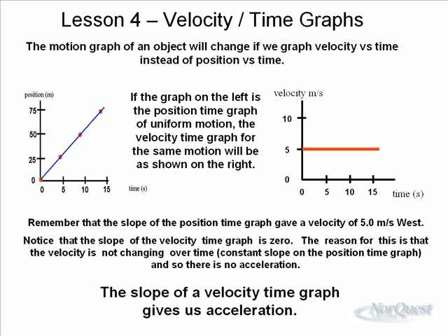In this particular case, the slope of the velocity time graph is 0, and that makes sense because the acceleration of this object is 0. It's not accelerating. It's moving at a constant velocity of 5.0. It doesn't speed up, it doesn't slow down. If it were to speed up or slow down, the shape of the velocity time graph would look different.